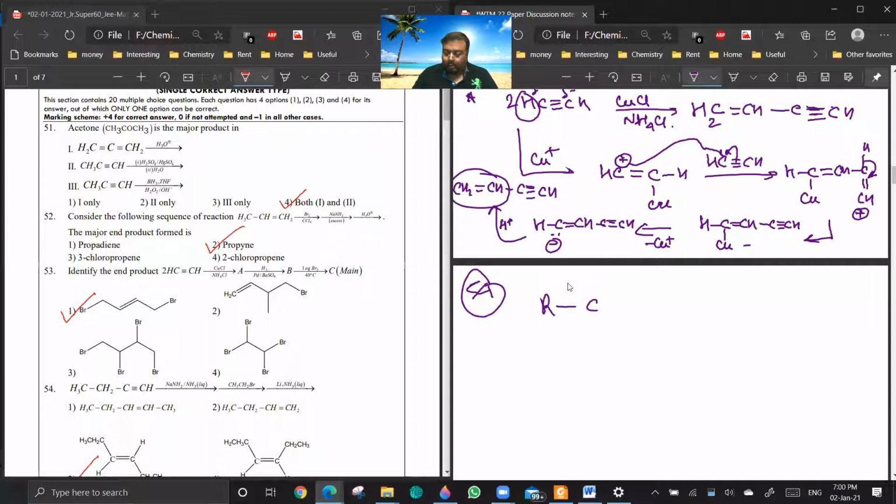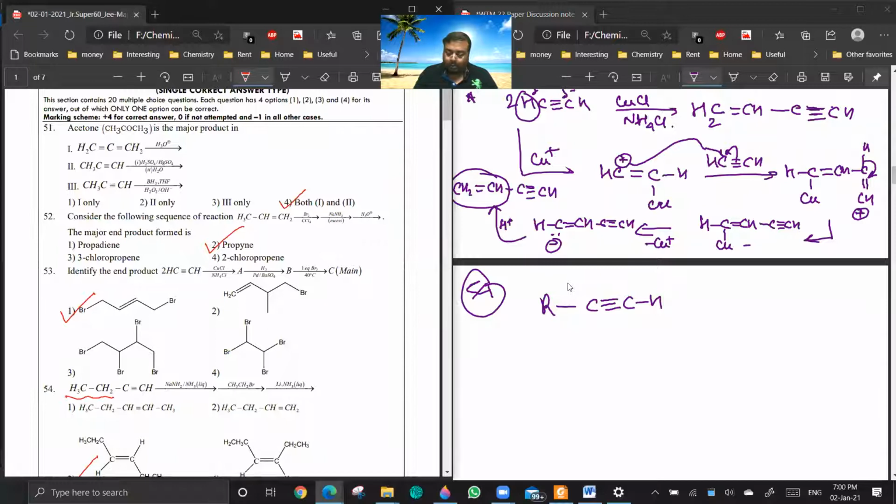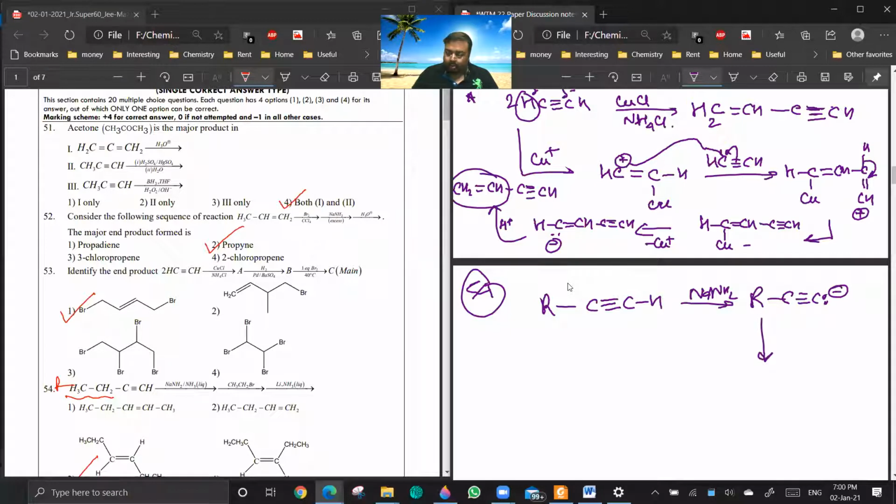Okay, RC triple bond CH. R is this group. So if you're using NaNH2, what is going to happen? With RC triple bond C minus, then what is going to happen? You have R dash X. R dash is what? R dash is CH3CH2. So what will happen? This will attack here and this will go out. So you're getting RC triple bond C, R dash.